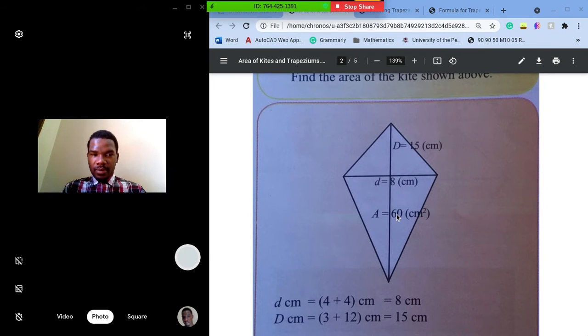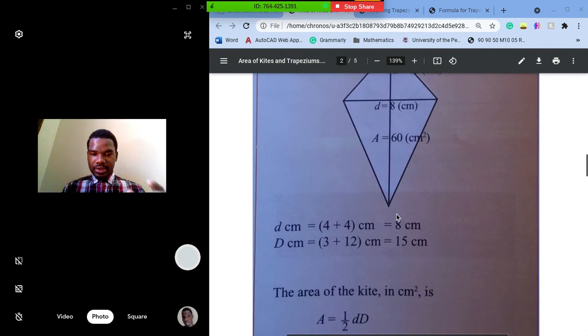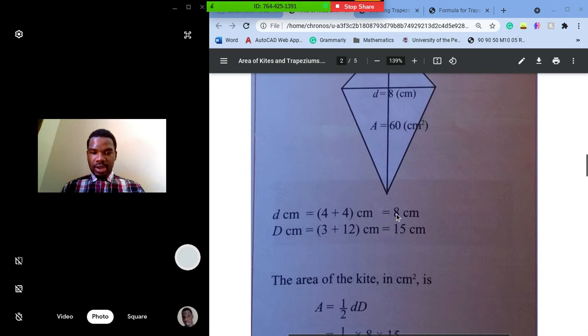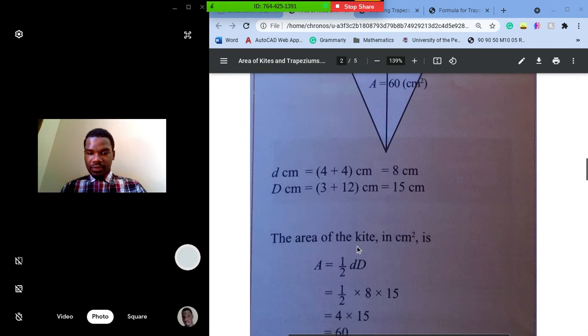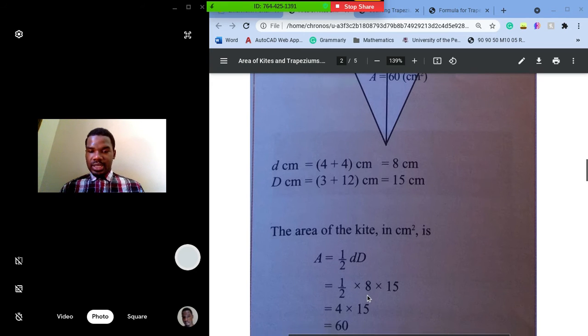We're going to use the formula now. It was a half small d times big D. Small d was 8, so we put in 8 for small d. Big D was 15, so put the 15 there. Then we say a half times 8, which is just 8 divided by 2. It's going to be 4. And then we find 4 times 15, which gives us 60. But are we finished?